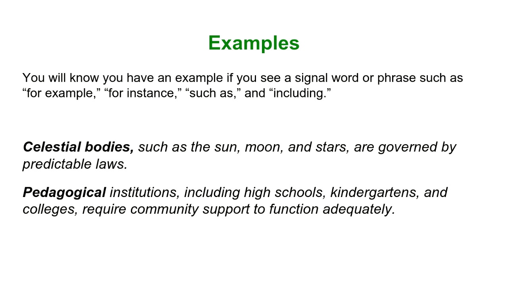Here are some specific sentences with examples in them. Perhaps you don't know the meaning of celestial bodies. So here's the sentence. Celestial bodies such as the sun, moon, and stars are governed by predictable laws. So here we have a signal phrase we see in this, such as. So we know that sun, moon, and stars are examples of celestial bodies. So celestial bodies refer to things in space.